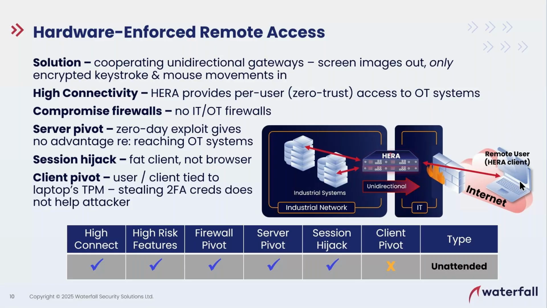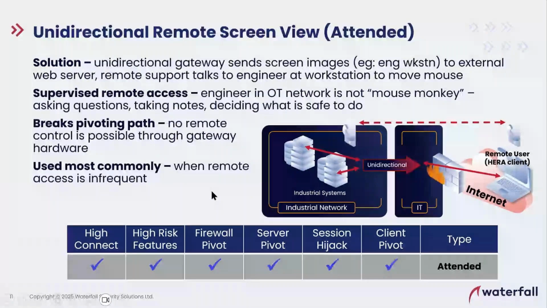And what kind of remote access is it? It's unattended. So this is something that is stronger than software remote access. It's not quite as strong as unidirectional remote screen view. This is my last technology. It's been around for 15, 18 years. Again, think unidirectional gateway, one way out, nothing back. Let the screen images out. You can send the screen images out, but no keystroke and mouse can get back in. The hardware lets nothing back in. And the gateway is the only connection in this scenario between the OT network and the IT network.